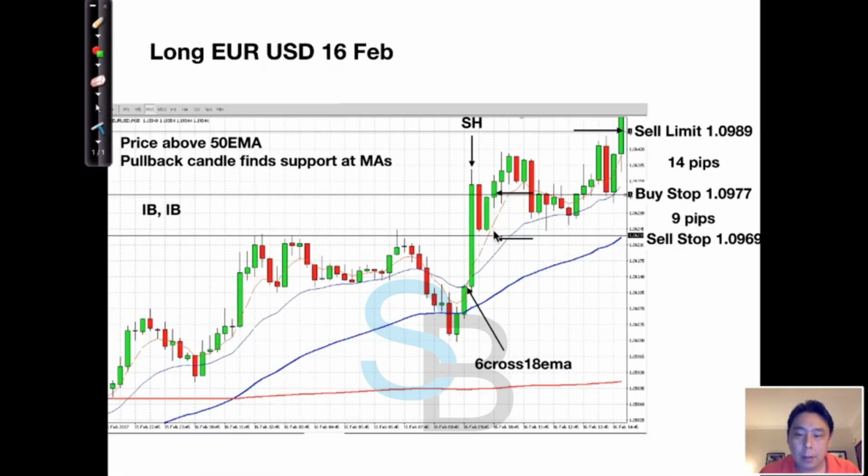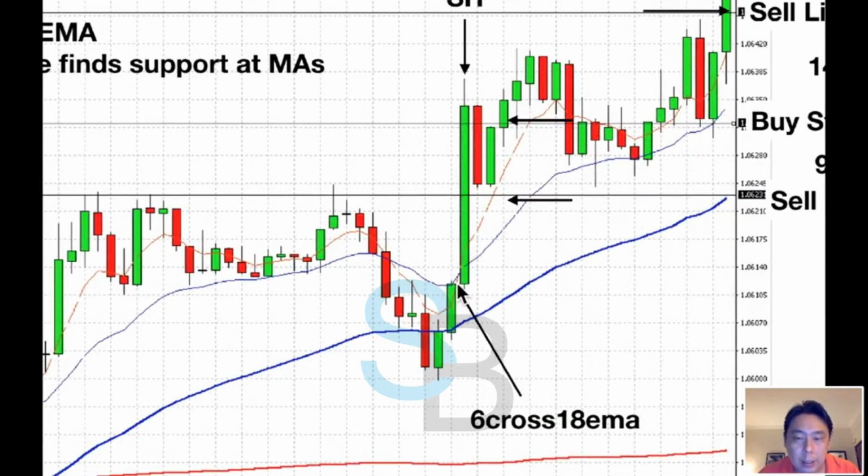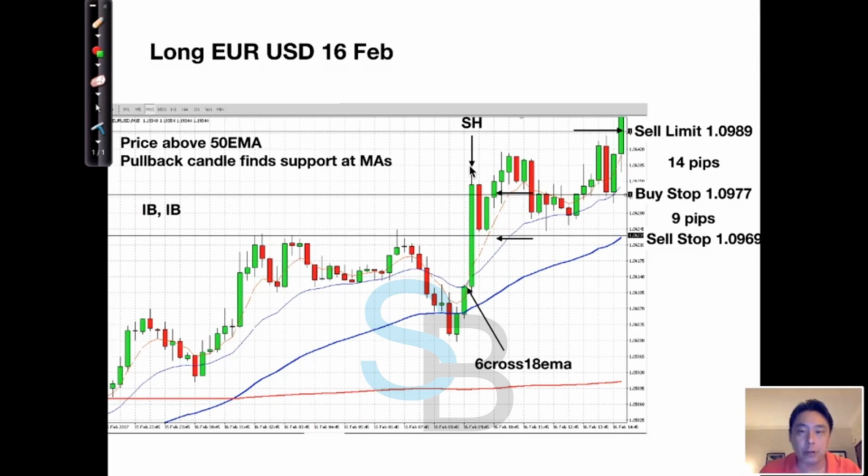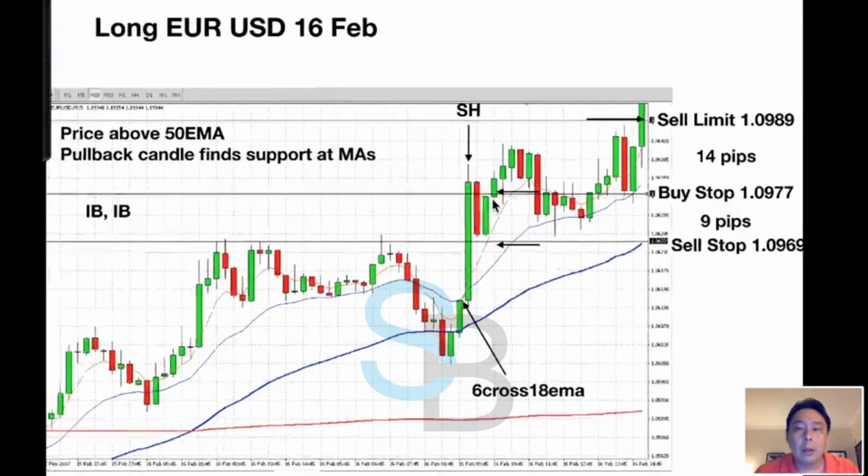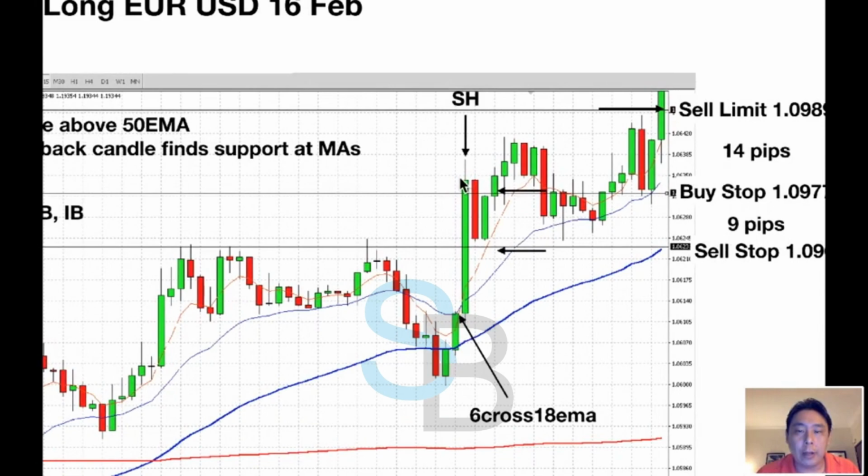So there we go. We have got our 6 cross 18 EMA signal. Right at the cross, we have got our swing high. Boom, very strong impulse. Right after the swing high, we have got an inside bar: lower high, but higher low.